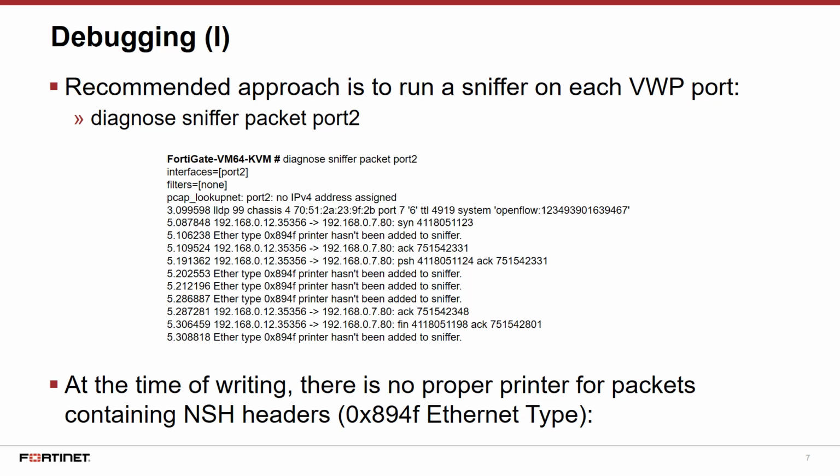So if you want to debug the FortiGate in this configuration, the recommended approach is to run a sniffer. You will have to execute diagnose sniffer packet on both port 2 and port 3, and you will see the traffic going through these interfaces. At the time of writing, there is no proper printer for the packets containing NSH headers. But in any case, you will get a very good idea of what the FortiGate is doing with this traffic, and especially whether the traffic is being accepted or rejected by the FortiGate.